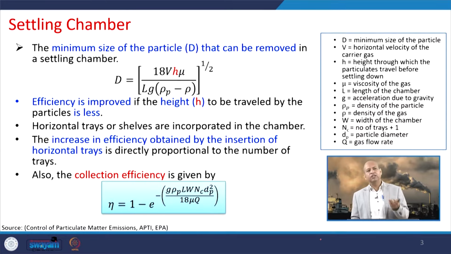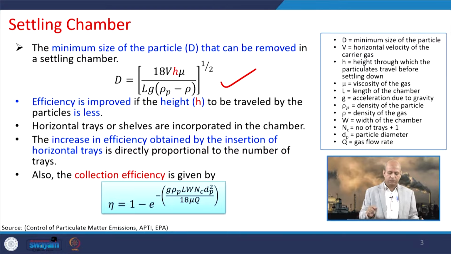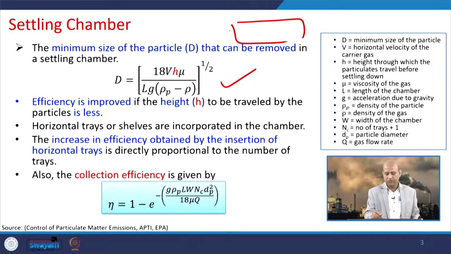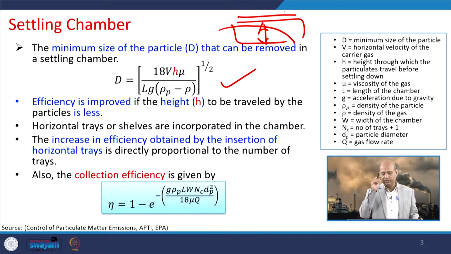As we go to settling chambers, as you know, the minimum size of the particle diameter which can be removed in a settling chamber is given by this particular relationship, where d is the diameter of the particle, and then there are other parameters like the horizontal velocity of the carrier gas which contains the particulate matter, then the height through which the particulate matter travels before settling down in a settling chamber, because it moves horizontally and it also moves vertically when it settles down due to gravity. So, we have this height h also, like this is a settling chamber. A particle goes like this. This is the height, and this is the length which it travels horizontally, and this is the height vertically.